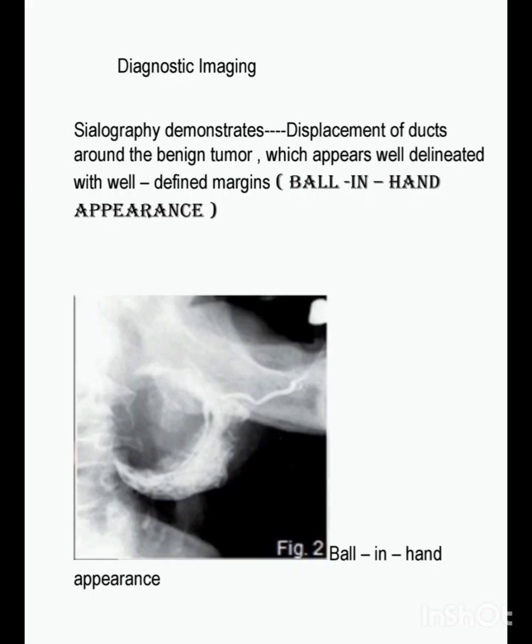Up next, here you can see the diagnostic imaging of pleomorphic adenoma. This gives a clear idea about the typical appearance of the swelling. First, let's look at the sialography image. In sialography, the benign tumor causes displacement of the salivary ducts around it. The lesion appears well delineated with well-defined margins, producing the characteristic ball in hand appearance.